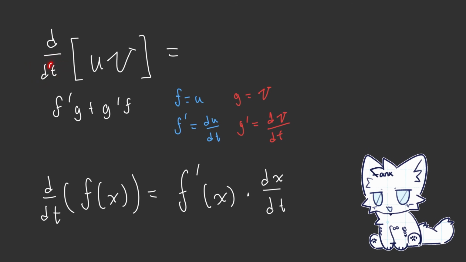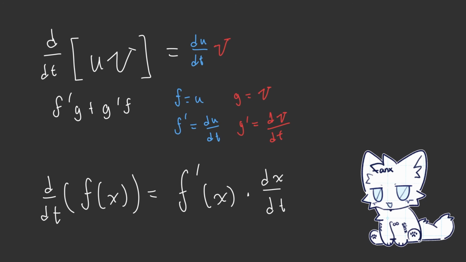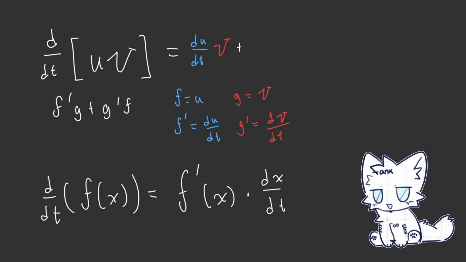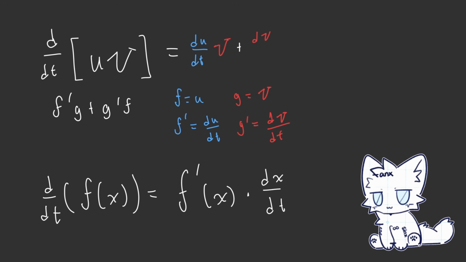We're differentiating with respect to time. Like if this was a y, then this would be a y, this would be a y. And then we would just write it out. Identify du dt times g plus g prime times u. And this would be your answer.